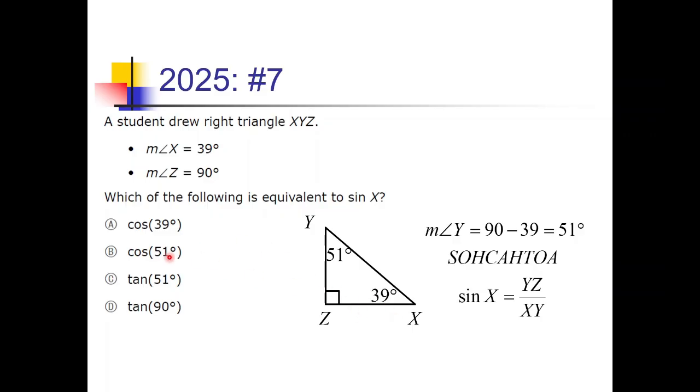How about cosine of 51? Well, cosine of 51 is really the cosine of this Y angle. And cosine, again, is adjacent over hypotenuse. The adjacent side for Y is this side here, this YZ side. Hypotenuse is still XY. So our cosine is YZ over XY. So that suggests that the cosine of 51 and the sine of 39 are the same thing.